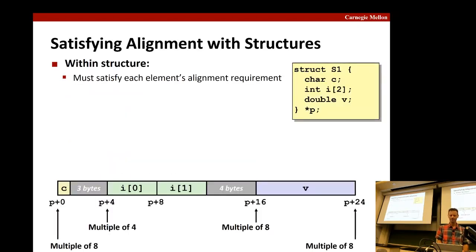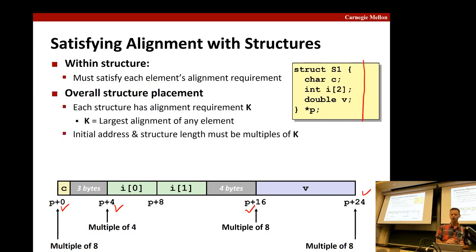All right. So let's revisit this example again. Given this, the compiler will lay this out such that each of the individual items get their proper alignment, okay? But also, you need the overall structure to be placed in alignment boundaries.